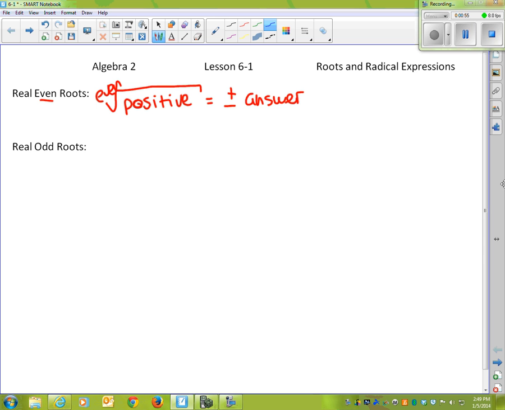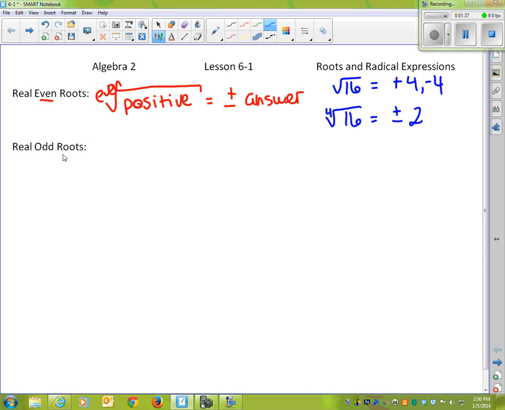For example, if I take the square root of 16, I know that that's both a positive 4 and a negative 4. Nope, not 2, negative 4. And we've also written that as plus or minus 4, such as I did over here. And that works for any even value. If I had the fourth root of 16, that's going to give me both the positive and negative 2. So any even root, you'll have two answers, positive and negative.